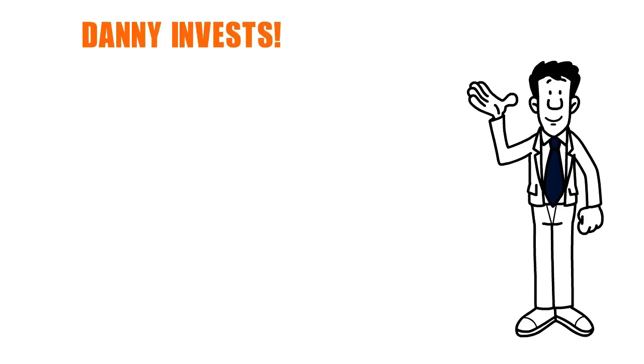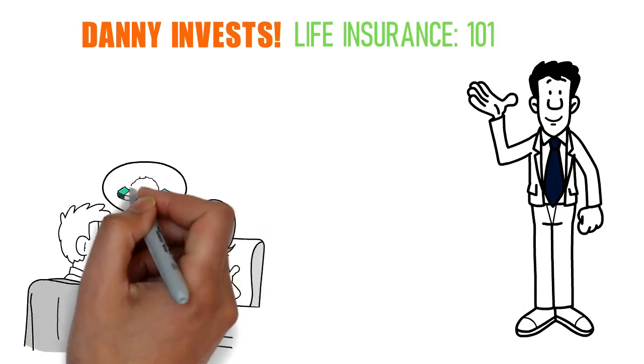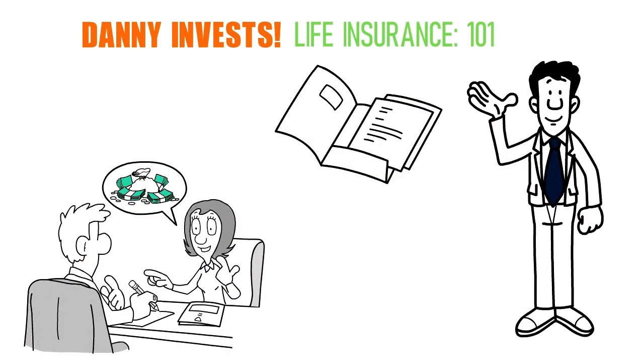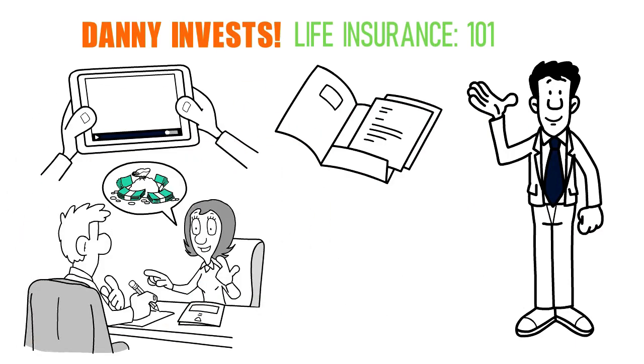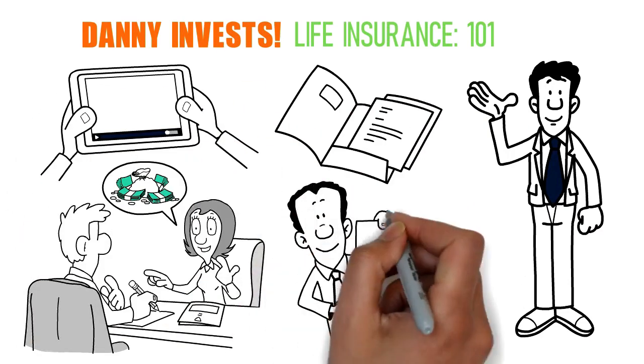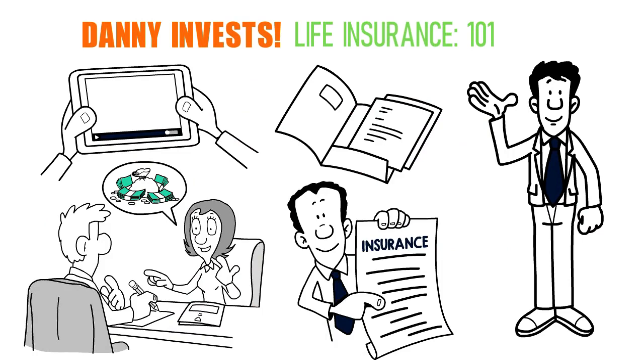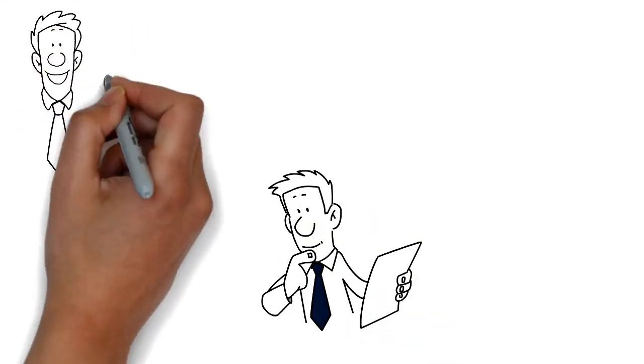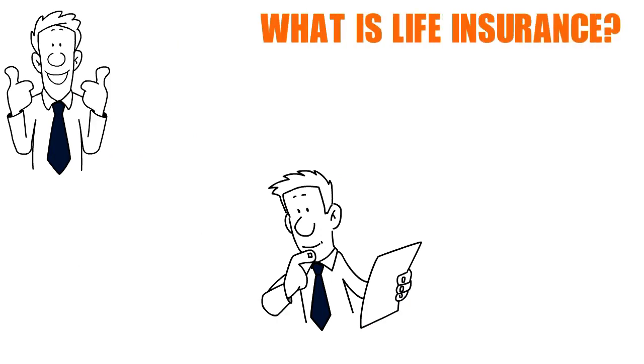This is a special segment on Life Insurance 101. Life insurance is a crucial aspect of financial planning, and it is essential that we understand the basics of how it works. In this video, we'll go over what life insurance is, the different types of life insurance policies, and why it's important to have life insurance coverage. So, let's get started. What is life insurance?